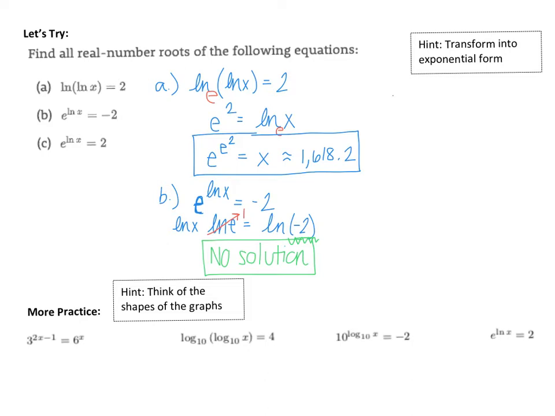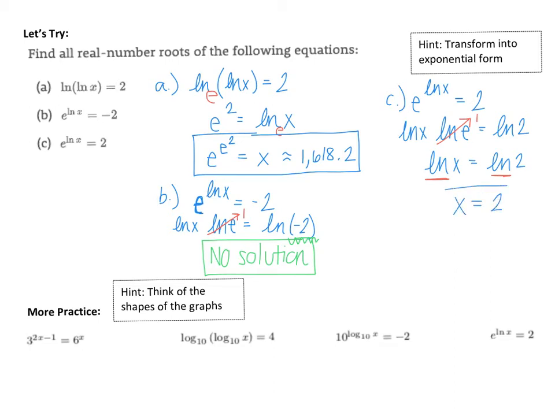However, let's try part C, which is very similar, e to the ln of x, but this time it equals +2. I'm going to do everything I did prior. I'm going to apply the exponent to the front, apply ln to both sides. Again, notice that ln of e goes away. It's just 1. So I have ln of x equals ln of 2. We have equal ln, which just means the arguments can be equal. x equals 2, and then you're done.